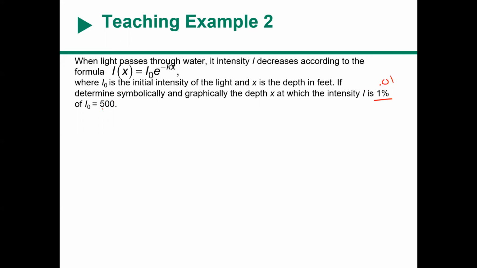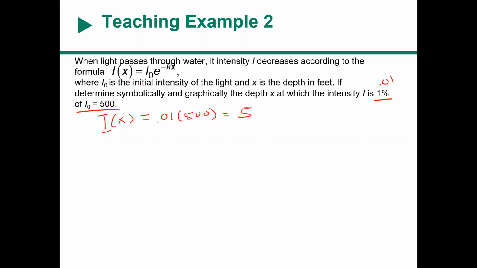So let's plug everything in. So we have I of x equals, and because this is the initial at this percentage, you're actually multiplying that. So this is 0.01 times 500. Okay, because it says it's 1% of that. And then that gives us 5. So we're starting off with a 5.